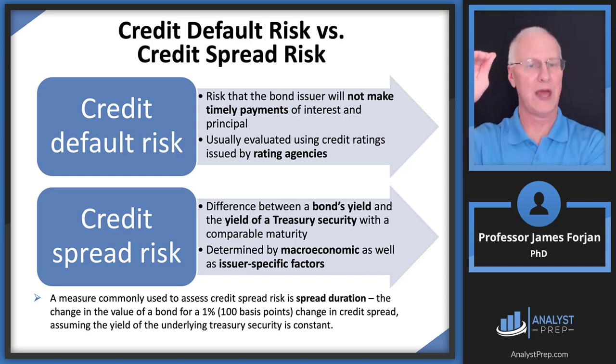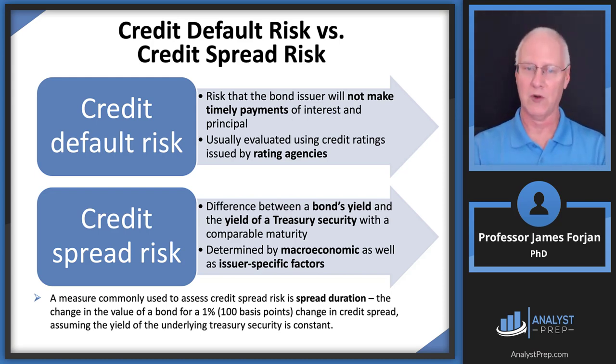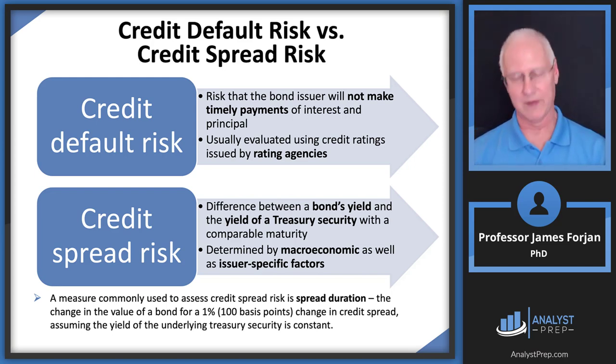Well, sometimes that credit spread can widen. Let me just take an extreme example. It could widen to 4%, or it could narrow to 2%. So this is really important as a measure of default risk. We call this credit spread risk. And just think about that illustration from before, where that yield curve on top was either getting closer or farther away from the Treasury yield curve.